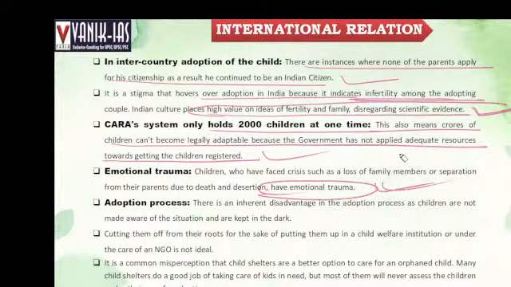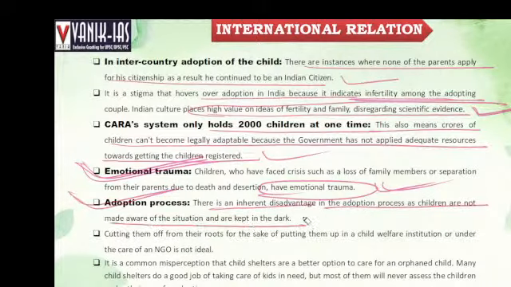This is a common thing because a particular child is losing his parents, both parents, and nobody is coming to rescue him or her. Obviously, he is going through very severe emotional trauma. Then the adoption process. There is an inherent disadvantage in the adoption process, as children are not made aware of the situation and are kept in the dark. Who is going to adopt them?